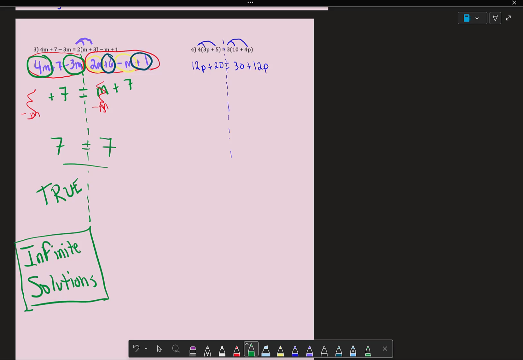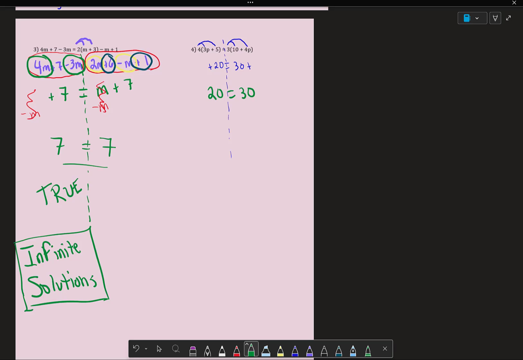So our next step is we're going to get the variables together that are on opposite sides. Well, both of them are positive 12. So it doesn't matter which one we decide to move, because if we subtract 12p from both sides, those cancel and those cancel. They all cancel out, and we end up with positive 20 equals positive 30.